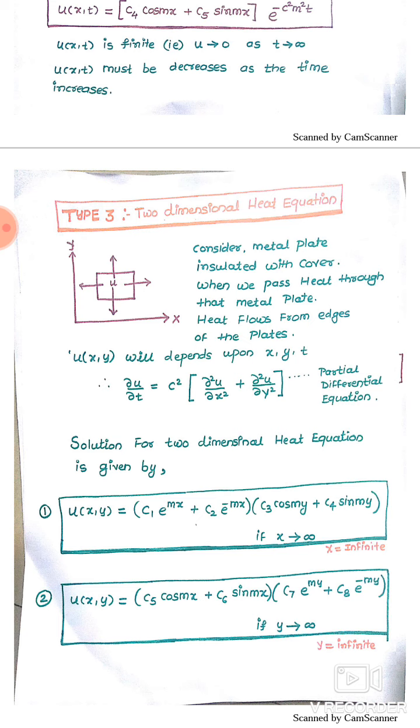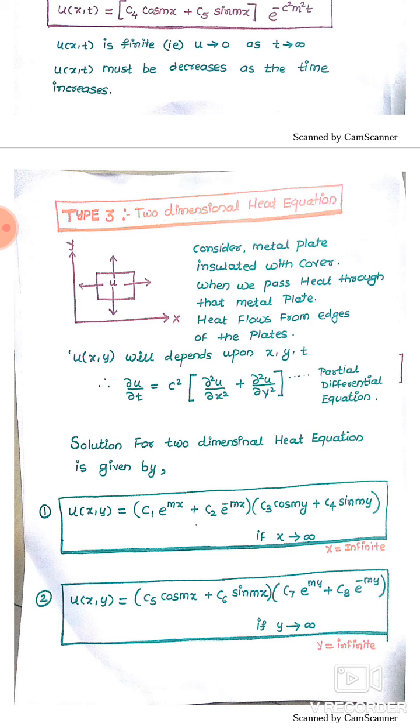This is obtained by ∂u/∂t = c² (∂²u/∂x² + ∂²u/∂y²). This is the partial differential equation of the two-dimensional heat equation. And you can easily find the solution of the two-dimensional heat equation by these two general solutions. u(x,y) = (c1 e^(mx) + c2 e^(−mx)) (c3 cos my + c4 sin my).